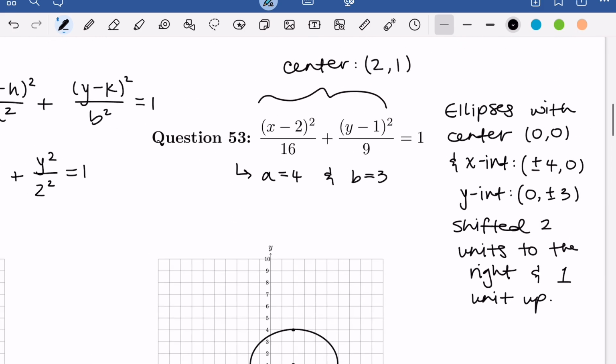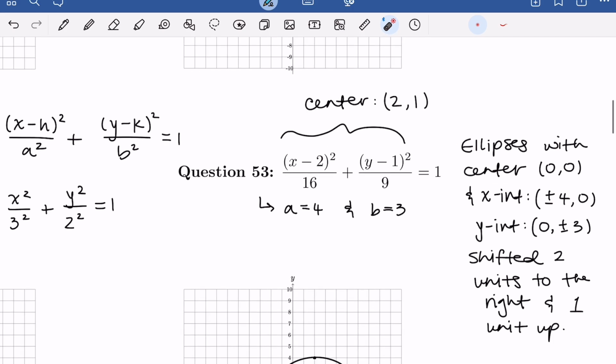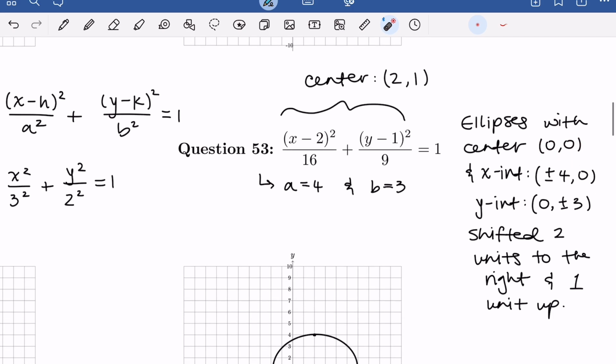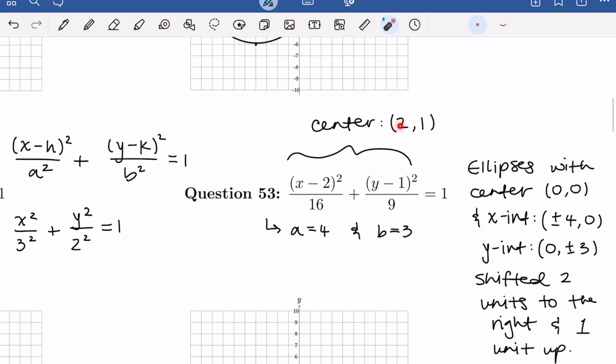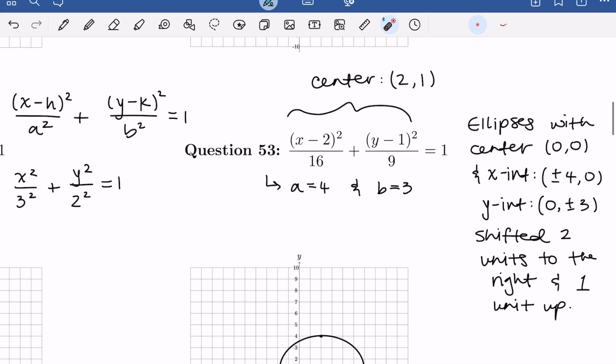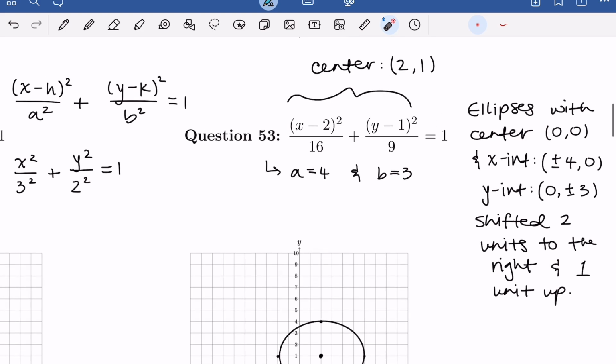So that's the process that we can use when an ellipse is not centered at the origin. Another way to think about it is just adding this quantity 2 to all of our x values, and then adding this quantity 1 to all of our y values for these coordinates. So same idea here. I just like to start with an ellipse centered at the origin and then shift it.